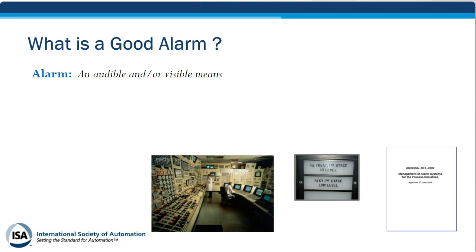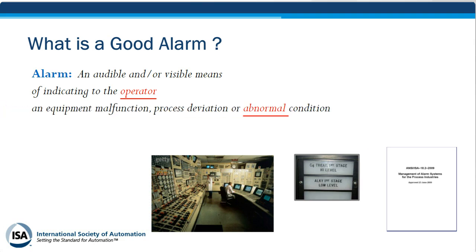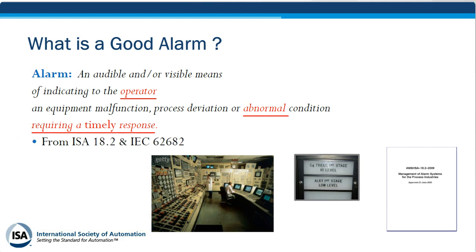So this is the definition of alarm management. An alarm is an audible and/or visible means of indicating to the operator, okay, an alarm goes to the operator. That's fundamental. An alarm doesn't go to the engineer, an alarm doesn't go to the maintenance person, an alarm goes to the operator. It indicates an equipment malfunction, process deviation, or abnormal condition requiring a timely response. That is fundamental. This is the definition in ISA 18.2 and IEC 62682, and this is fundamental to proper alarm management.